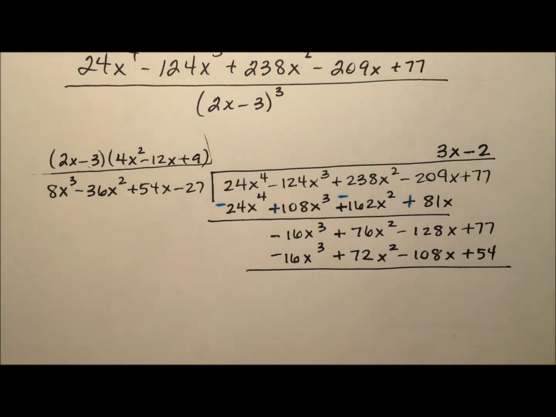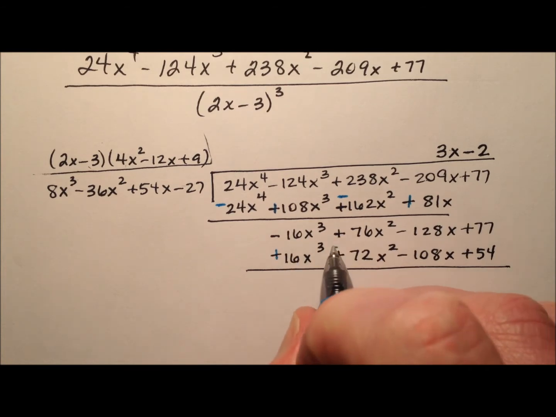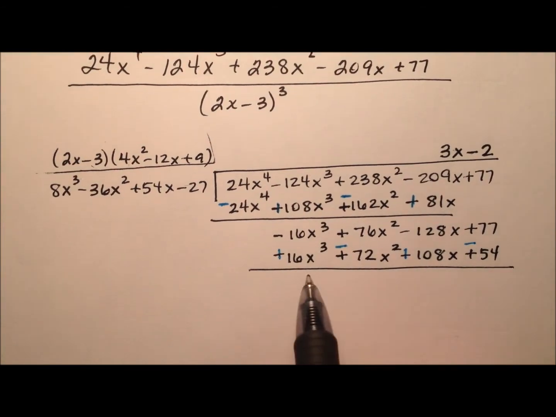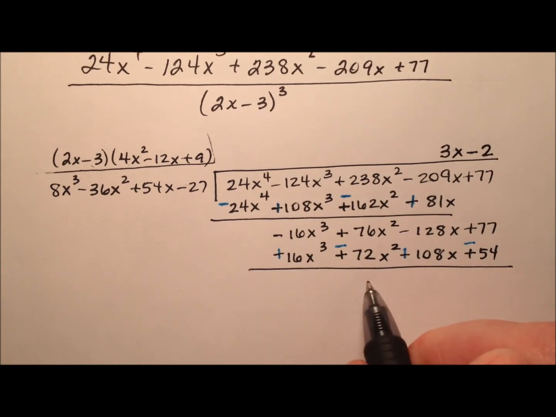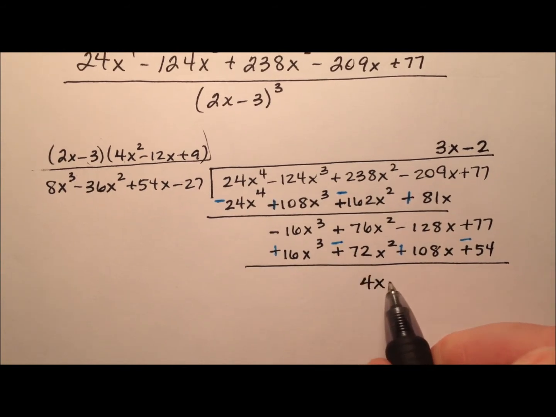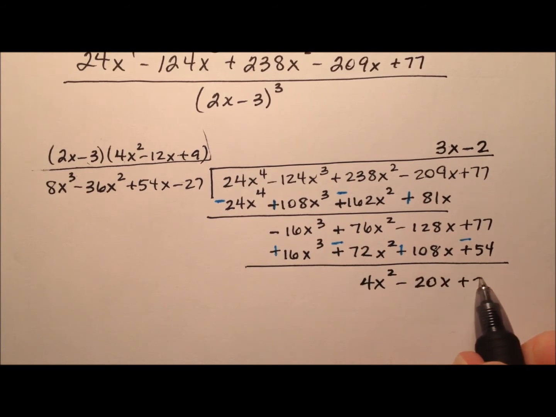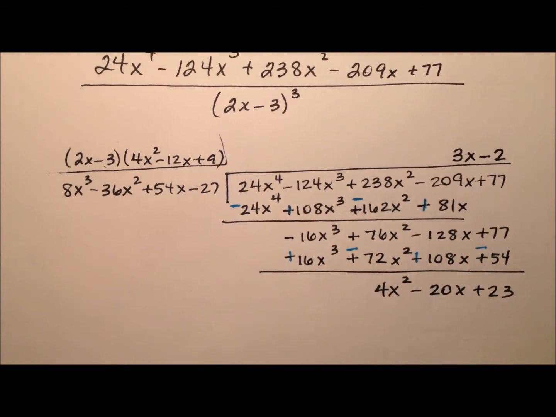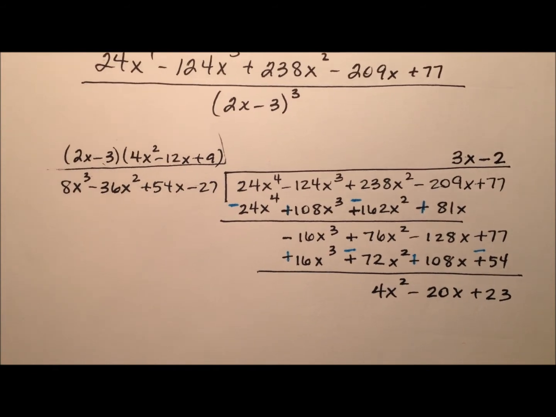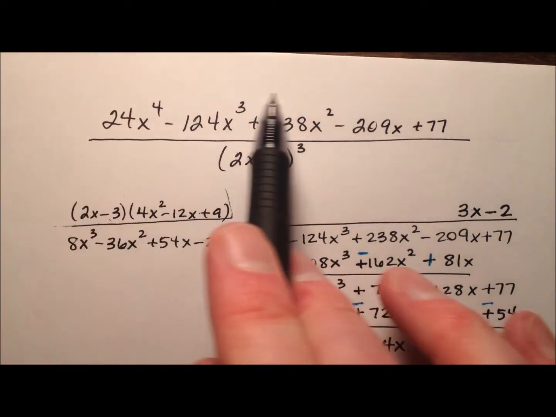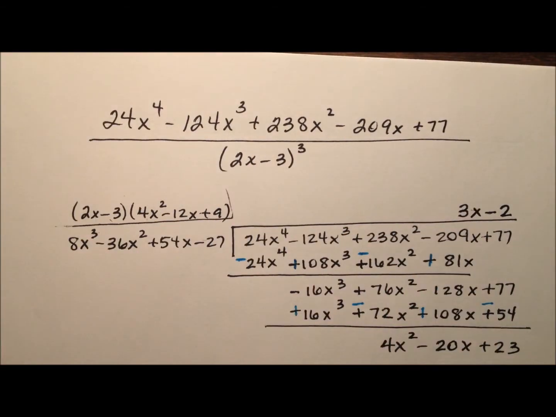And of course I'm going to run through, change all the signs. Okay, so it looks like I'm left with that cancels, so 4x squared minus 20x plus 23. Alrighty. Okay, long division for polynomials. Yippee. Okay, so how can I now rewrite this improper fraction?